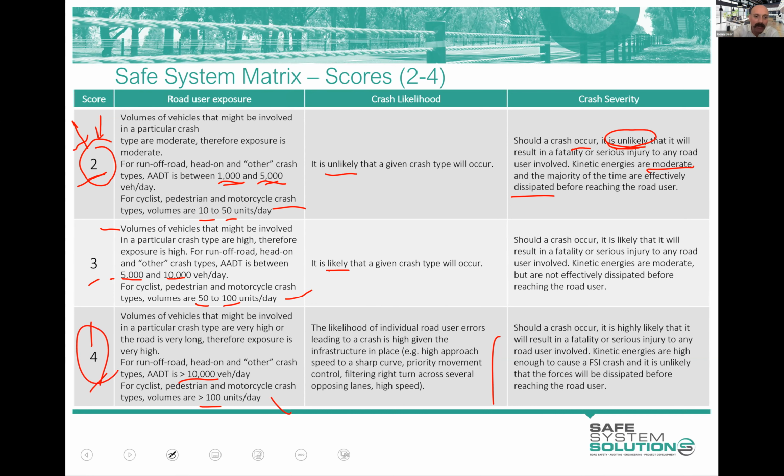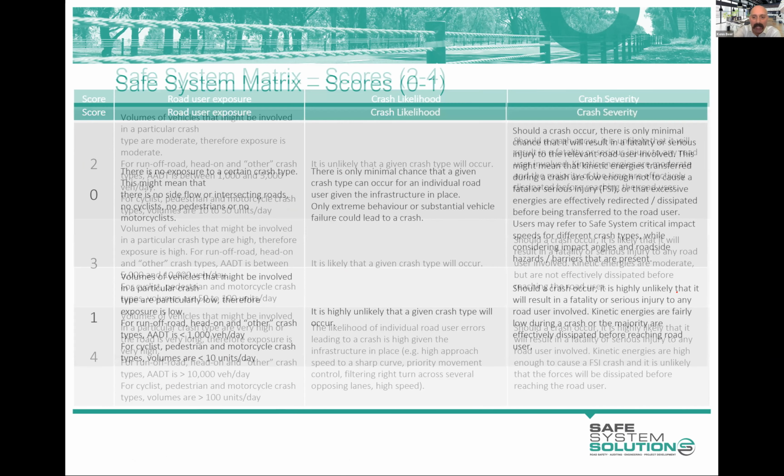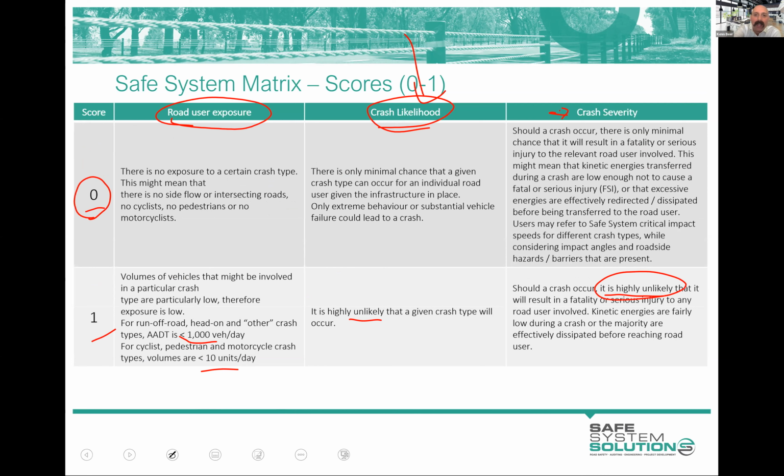All the way up to, say, a 4 here, highly likely to result. Here we've got likely. A 1, highly unlikely. And then a 0. Should a crash occur, there is only minimal chance that it'll result in fatal or serious injury for any road user. In this one, they say users may refer to safe system critical impact speeds for different crash types while considering impact angle, roadside hazard barriers, and the severity of the crash.